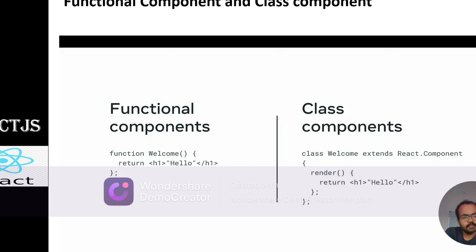First we have to import React from the React library, and then class is a keyword: class Welcome extends React.Component. So React.Component becomes the super class or parent class of the Welcome class. This is a class component. A functional component is similar to a JavaScript function: function Welcome, return, hello. This will be the functional component. These are the examples you can give.